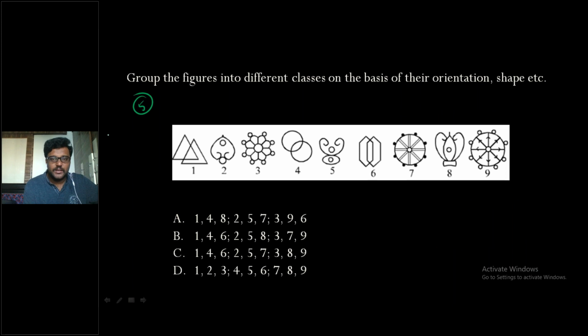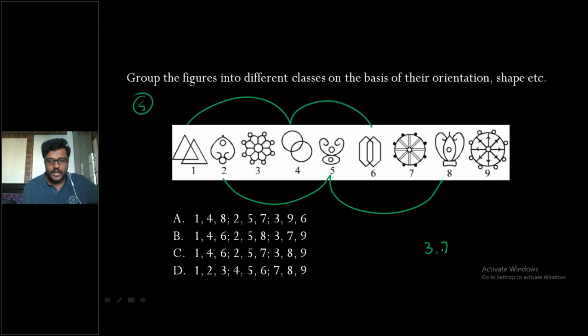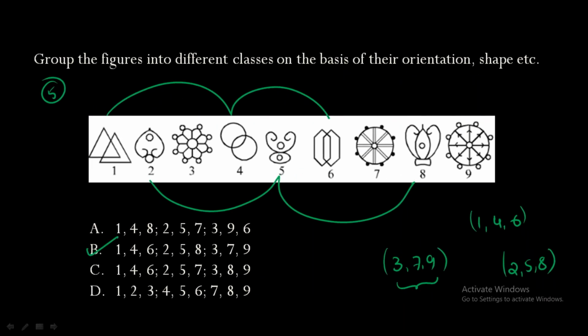So this fifth question, my dear friends. If you observe, 2, 5, and 8 are similar, 1, 4, and 6 are similar, 3, 7, and 9 are similar. All these are a bit similar. So just observing that, we can say option B is correct. Option B is correct, my dear friends.